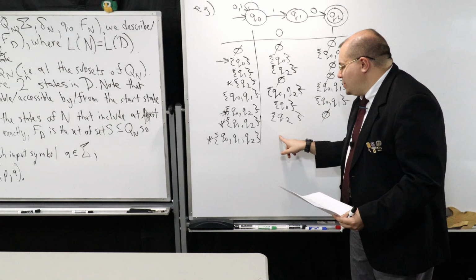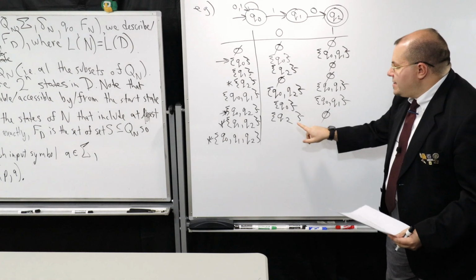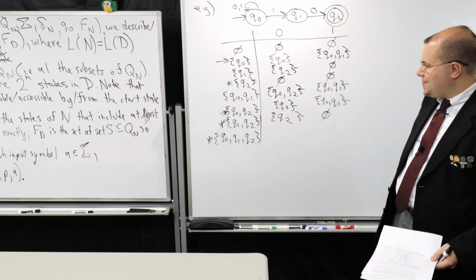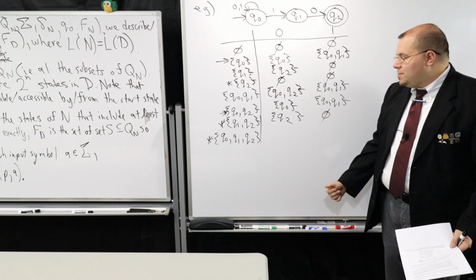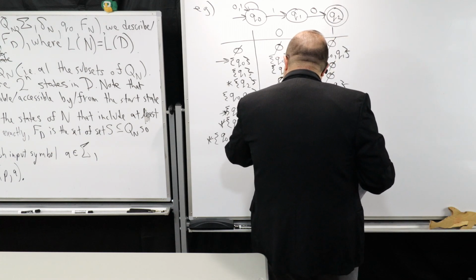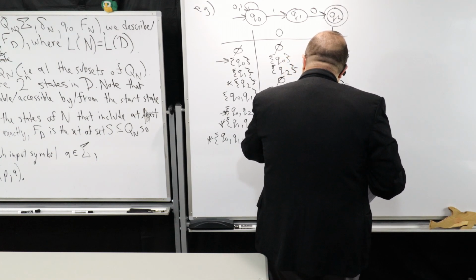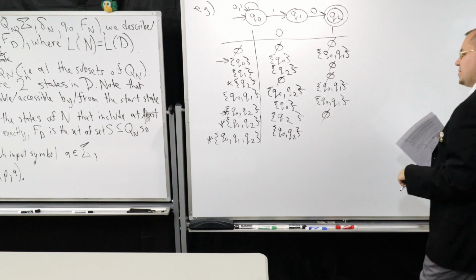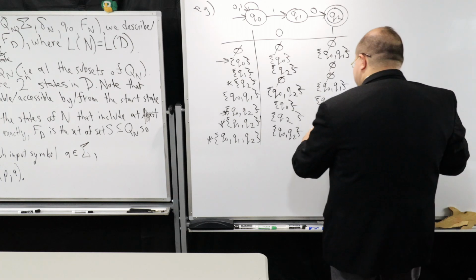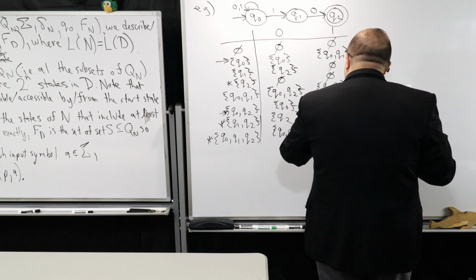Okay, I want some help with these last two here. Could somebody tell me what should go right here? Yeah, Q0, Q2, perfect. Now Q0, Q2, and how about this one? Perfect, that's exactly it. Is everybody getting the idea of this?